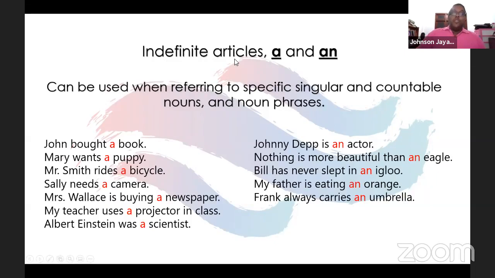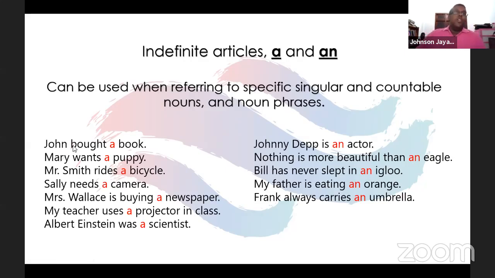So that was the definite article. We're talking about specific things. Now here, indefinite articles 'a' and 'an' can be used when referring to singular and countable nouns and noun phrases. So 'the' can be used with countable, uncountable, singular and plural, but 'a' and 'an' can only be used with singular, countable nouns, because they only refer to one thing. One you can count. Singular means one, so countable in this case means only one.